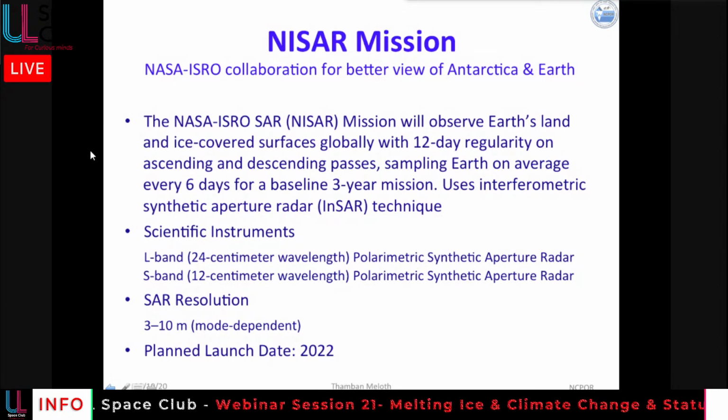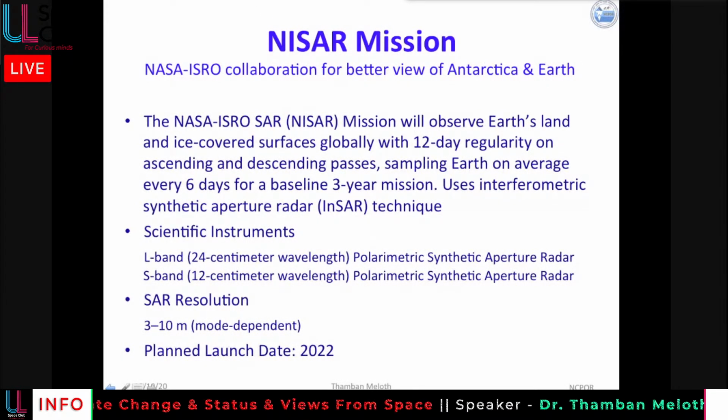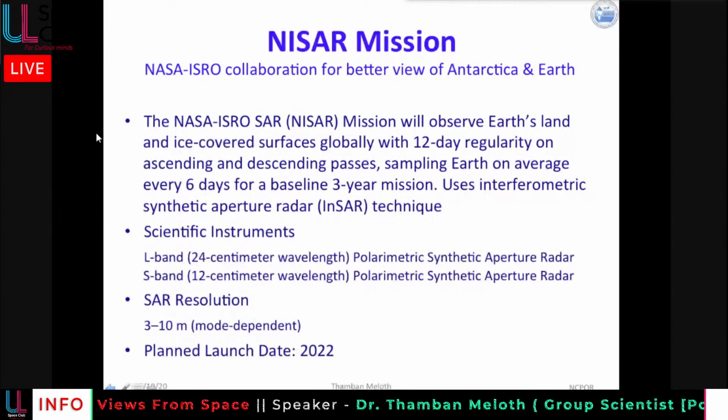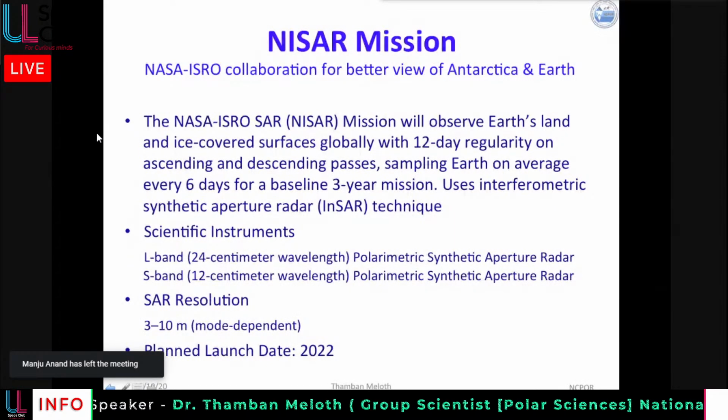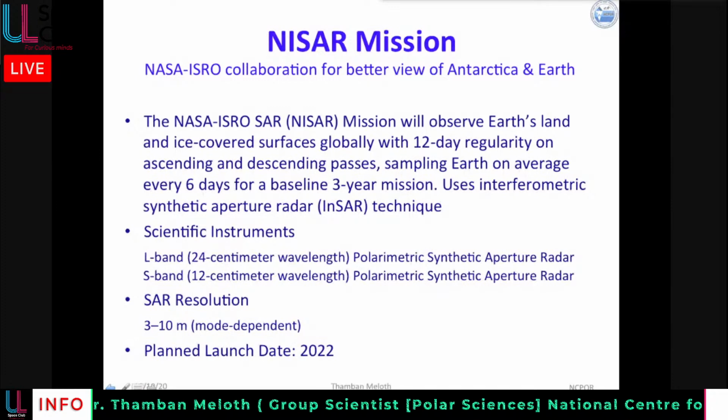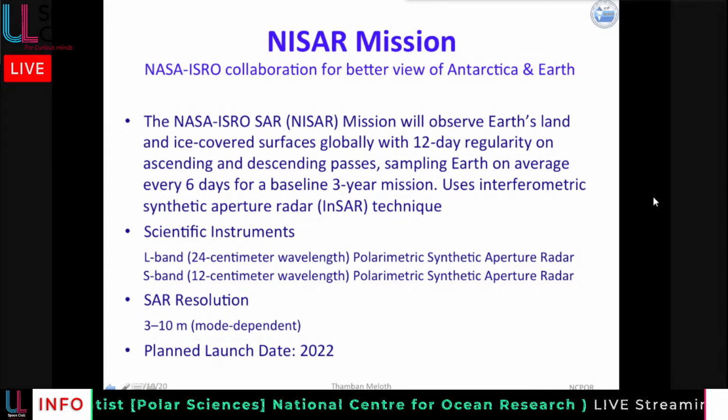Actually, they are able to identify the very minute variability in the phases of changes that's happening because of the changes on the surface of the Earth. So they would be using two major sensors called L-band radar, which is about 24 centimeter wavelength, and the S-band radar, which is about 12 centimeter wavelength. Both polarimetric sensors, and they can have a resolution about 3 to 10 meter. You can imagine the kind of wonders it can do.